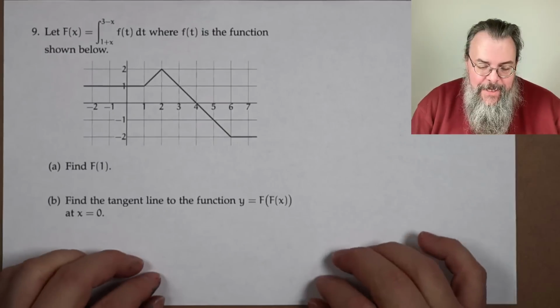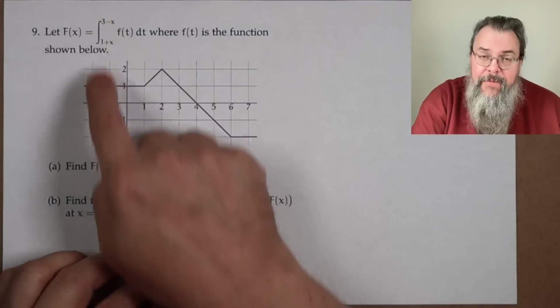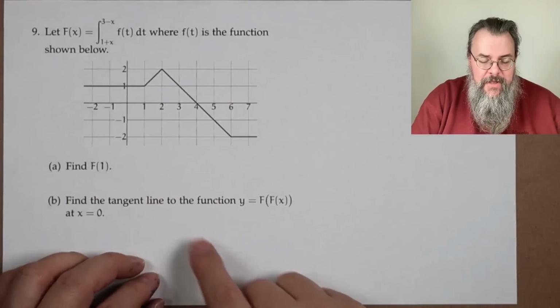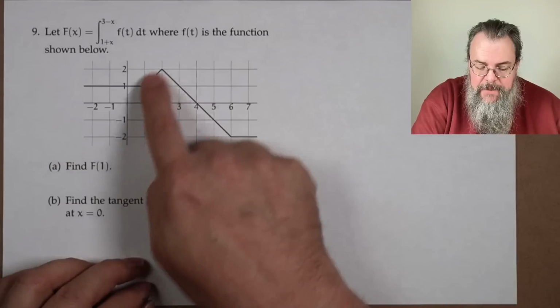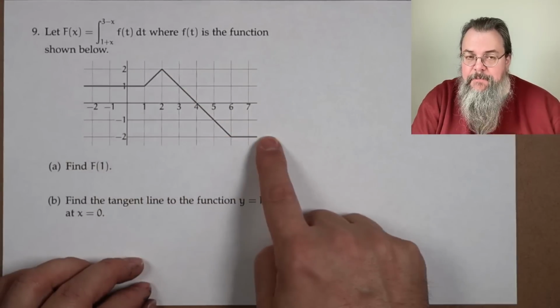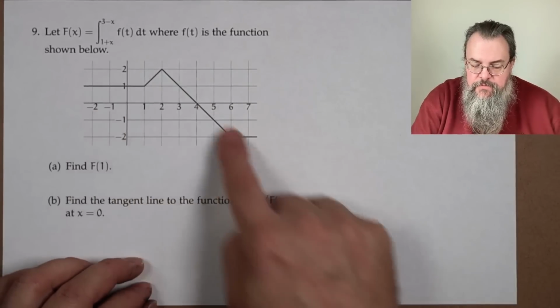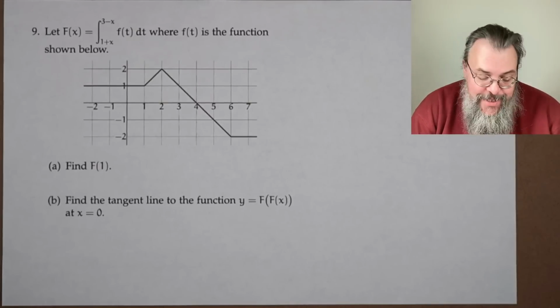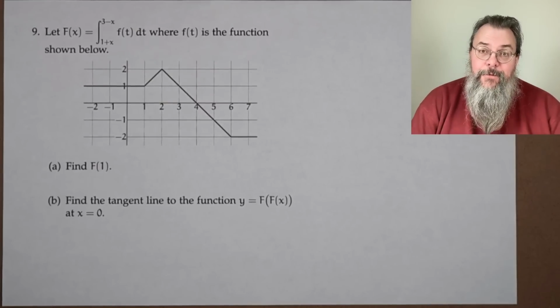Let F of x equal the integral from 1 plus x to 3 minus x of f of t dt, where f of t is the function shown below. So we have a line that goes up, down, and then flat again. Okay, so there we go. And we're asked to do some various things. So find F of 1.